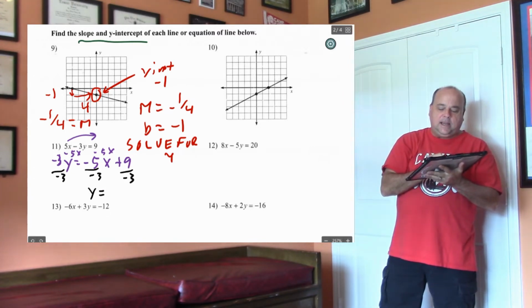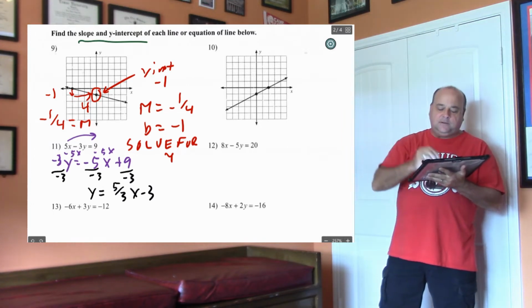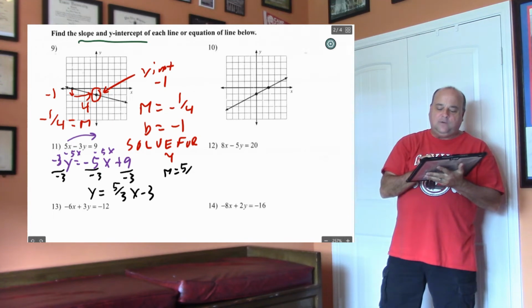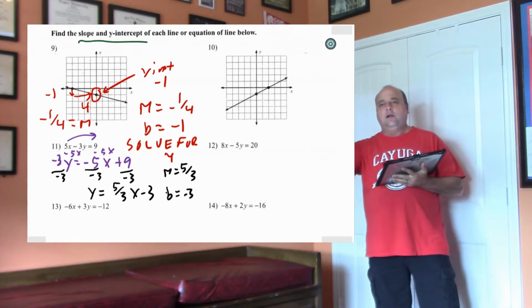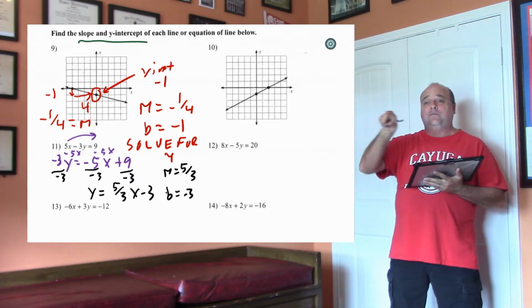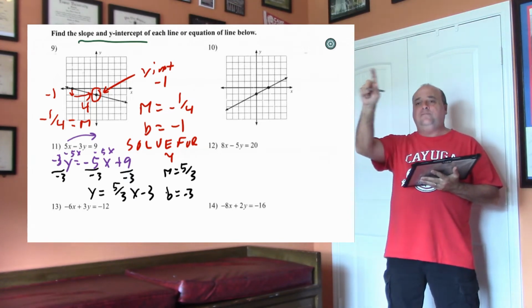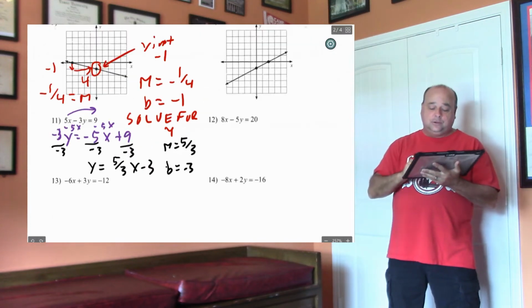And I'll get y equals 5 over 3x minus 3. And my slope is 5 over 3. And my y-intercept is negative 3. So if I were to graph that line, I would go down to negative 3, draw a dot. Then I would go up 5 over 3 from the dot I just drew.